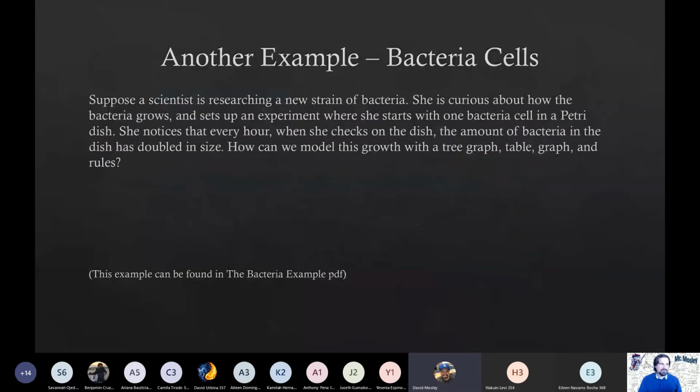So now we're going to look at another example about bacteria cells. Bacteria grows exponentially. Different bacteria grows at different rates. Suppose a scientist is researching a new strain of bacteria. She's curious about how the bacteria grows and sets up an experiment where she starts with one bacteria cell in a petri dish.